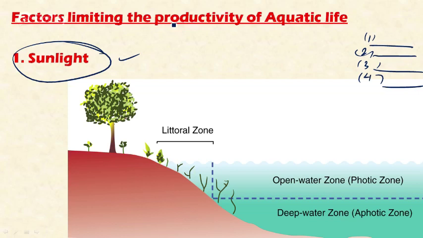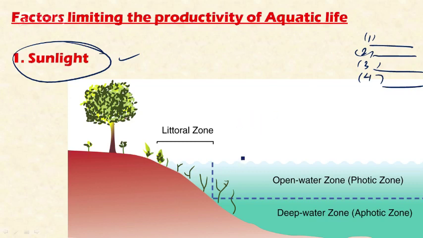So these phytoplanktons are the basic trophic level here, like the green plants in the terrestrial ecosystem. So this is the basic. So this is entirely dependent on sunlight. So sunlight is the important factor.